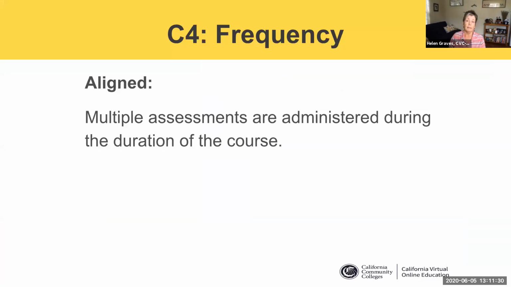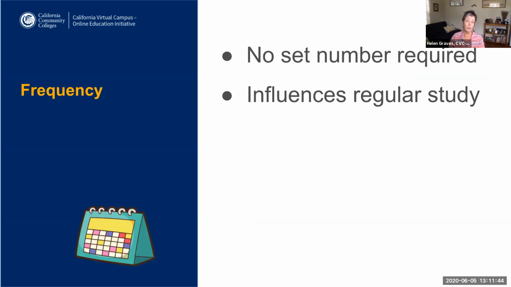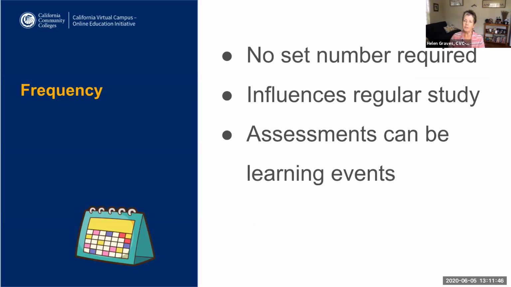C4 is frequency. And the aligned definition says that multiple assessments are administered during the duration of the course. The rubric doesn't specify how often assessment has to occur, but let's talk about the value of assessment, and then you'll be better able to determine a frequency schedule that's going to support your students and your content. You're also going to want to factor in C3, variety, so you're not just having students do the same kind of assessment week after week.